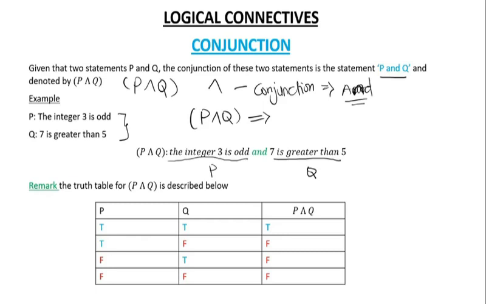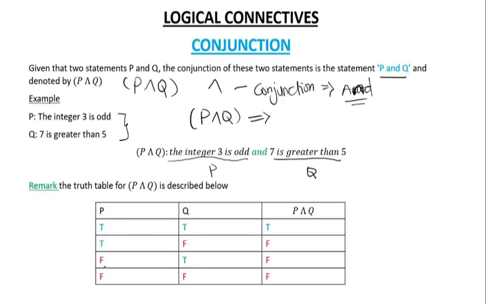Now let's look at the remarks of this conjunction. The truth table for P and Q is described below. When we have a statement P and Q, the truth values of this statement are: P can be true, Q can be true, P can be true, and then Q can be false.